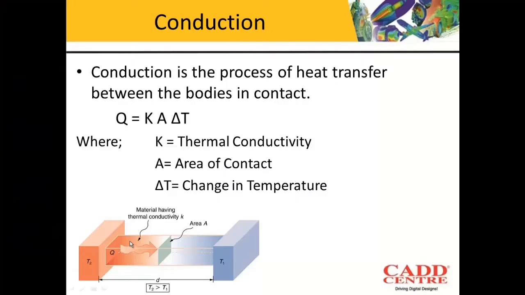Now you can see that whenever two bodies are directly in contact with each other, this body over here, that is T2, is getting heated up at a temperature T2 which is higher than T1. So the heat will flow from higher to lower. So this is an example of conduction where two bodies are directly in contact with each other. The medium of contact is a solid. So when you talk about the heat transfer, the formula that we consider in conduction is Q = K A delta T, where K is the thermal conductivity of the material, A is the area of contact, and delta T is the change in temperature. So this is about conduction.